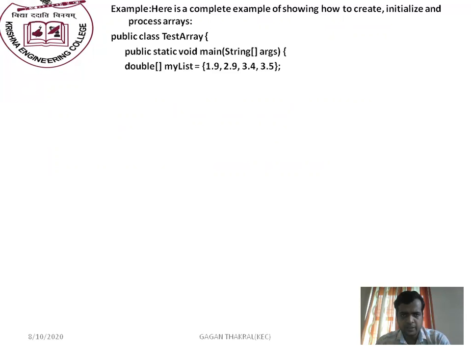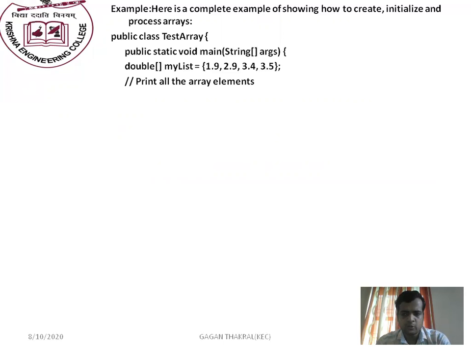Now we write an array, the type of array is double, and we write square brackets, and we write the name of the array. The name of the array is myList, and it will store four values. We directly assign these four values with the help of curly braces, and the values in the myList array are 1.9, 2.9, 3.4, and 3.5. So the myList array contains four values of double type.